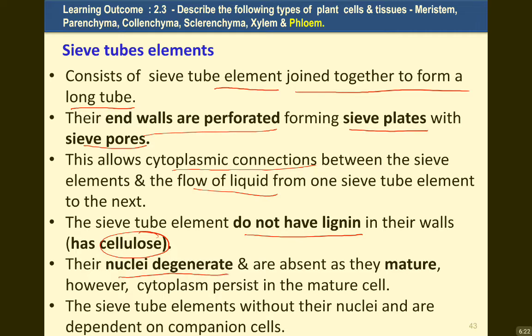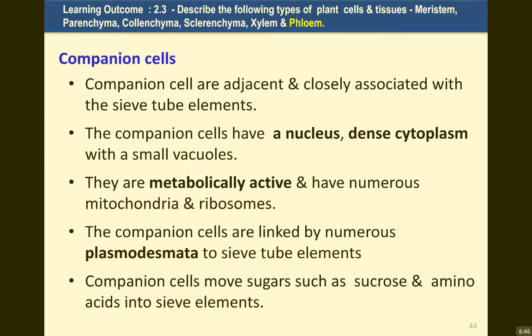Nucleus degenerates. Okay, they do not have a nucleus when they become mature. However, they still have some cytoplasm in a mature cell. So since they do not have a nucleus, all the cellular activity they have to depend on their friend, known as the companion cell. Okay, so the companion cell is the friend of the sieve tube. So it is just adjacent to the sieve tube, means it is at the side of the sieve tube, closely associated with the sieve tube elements. So sieve tubes do not have a nucleus, so they depend on the companion cell.